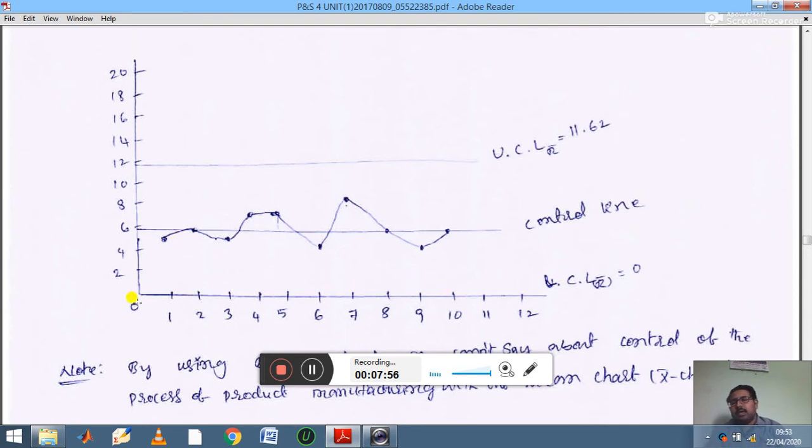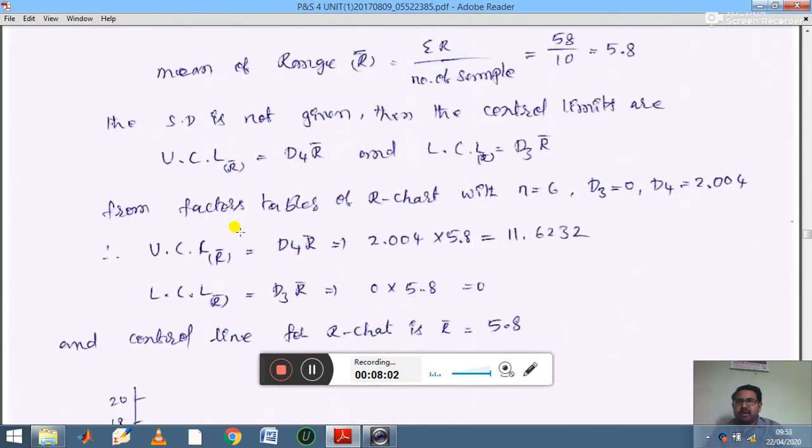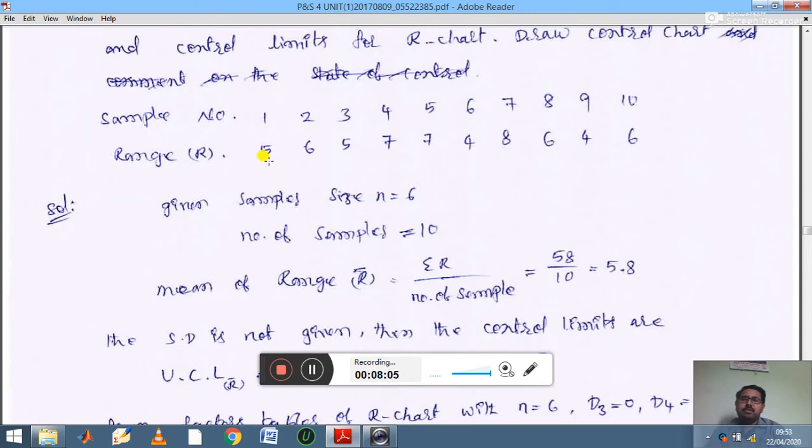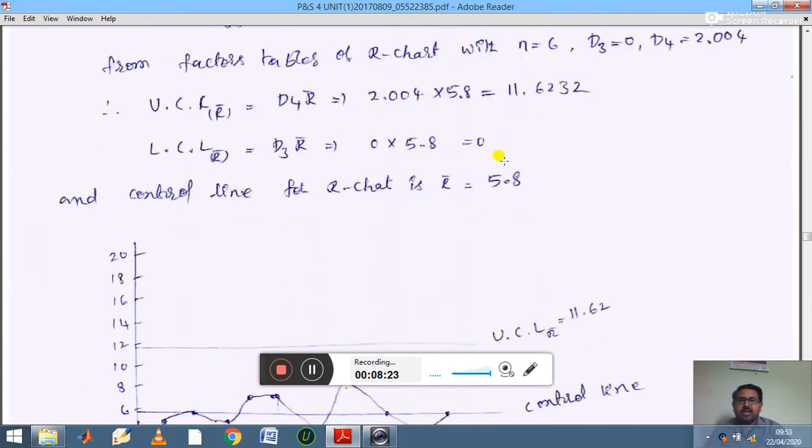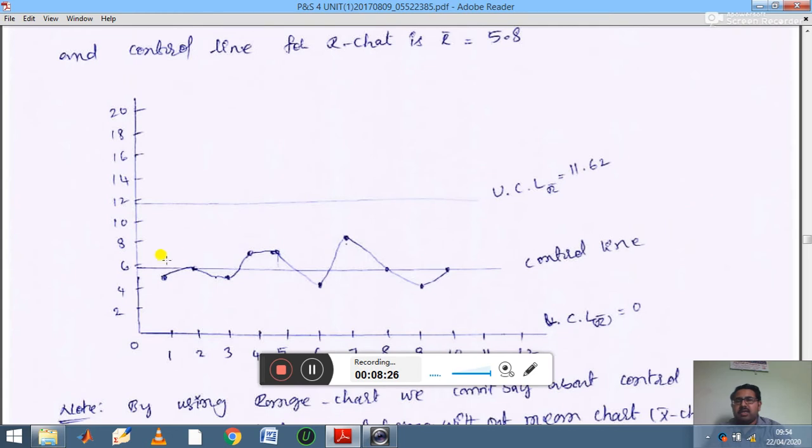Then along the vertical line, we will take the range values. If you look at the range values, like 5, 4, 7, just look at the smallest value and the highest value in the range. The smallest value is 4 here and the highest value is 8. Based on this smallest and highest value, let us mark the vertical line, taking a scale of 2.